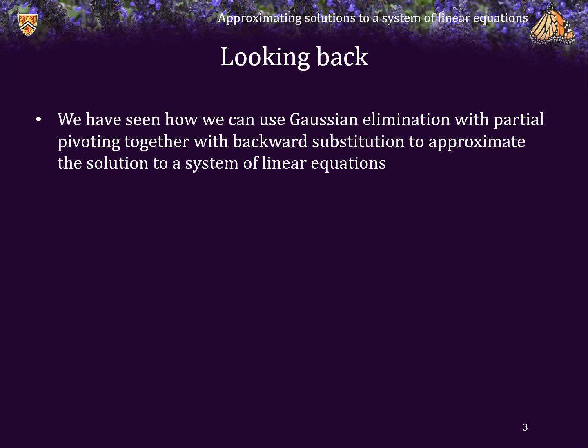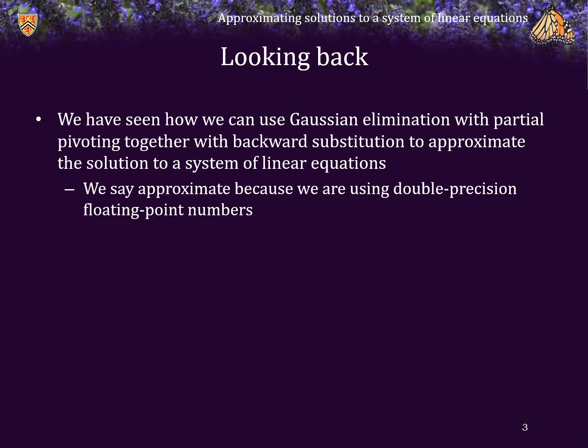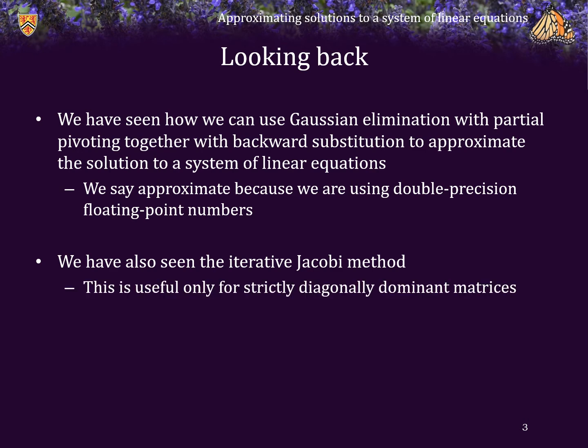Now, we have already seen how we can use Gaussian elimination together with partial pivoting and backward substitution to reasonably approximate the solution to a system of linear equations. And again, we say approximate because we are always using double precision floating point numbers, which inherently have errors associated with them. We've also seen the iterative Jacobi method.